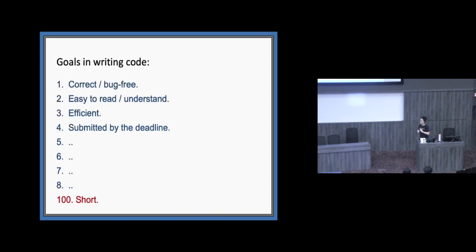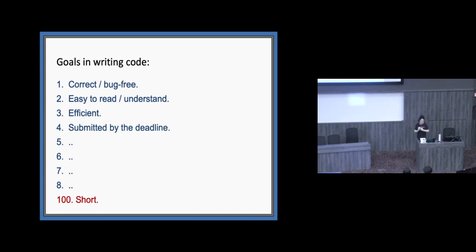So I would argue that one of the many goals you have in writing code would be to write it correct and bug-free. This is something that we talked about, right? Hopefully you make it easy, readable and easy to understand, right? And definitely we want it to be efficient. That's the goal of CS2040S, right? And of course, your code should be submitted by the deadline. We keep mentioning that, but to hammer home the point. It should be really far down your list of priorities that your code should be short at this stage.